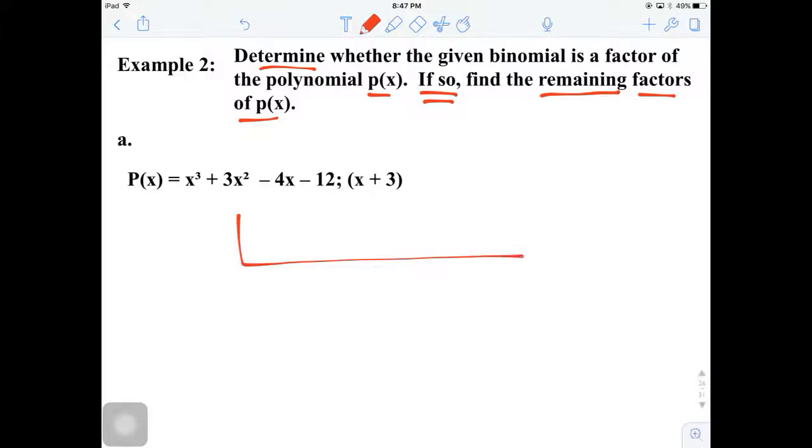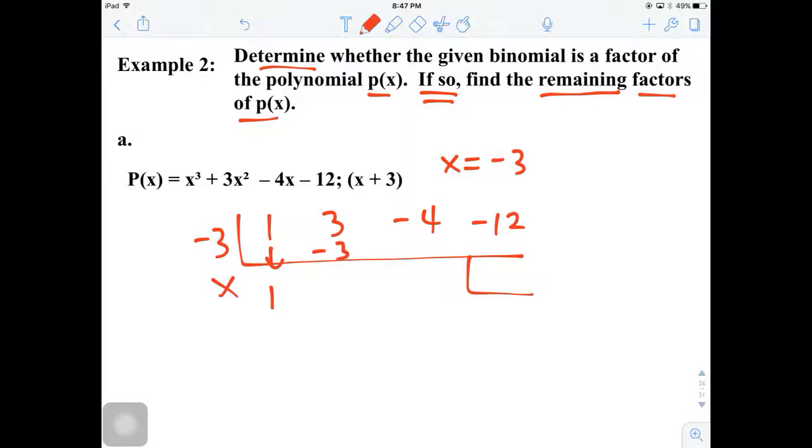Let's go ahead and set up the polynomial. We've got 1, 3, negative 4, and negative 12, and x plus 3 is the factor. That means we have to put x equals negative 3 in the front here. Then we bring down the 1 and multiply.